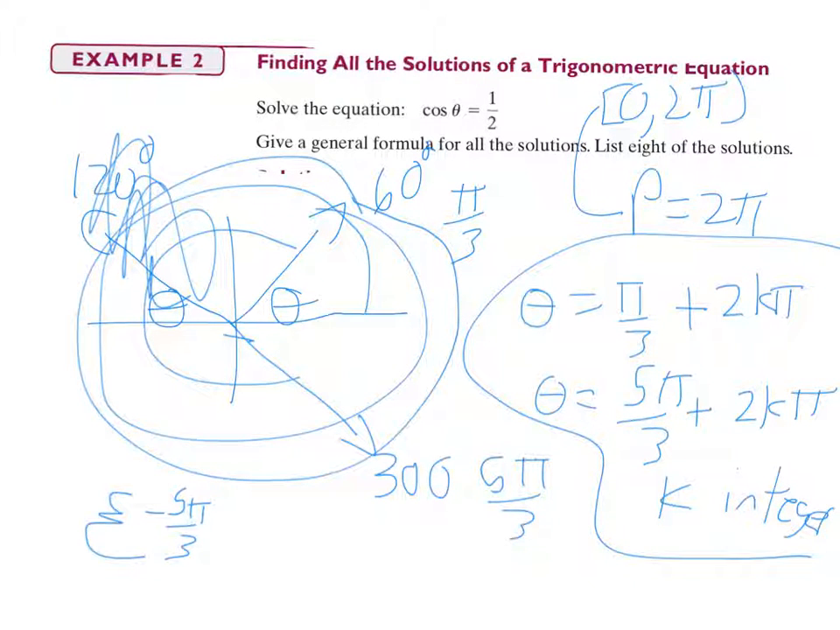Now if you plug negative 1 into the second equation, you'd have 5 pi over 3 minus 2 pi, which would be negative pi over 3. Likewise, you'd have two obvious solutions, pi over 3 and 5 pi over 3. And if you were to plug positive 1 in for k, you'd have pi over 3 plus 2 pi, which would be 7 pi over 3. And then plug positive 1 into the second equation, that would be 11 pi over 3.